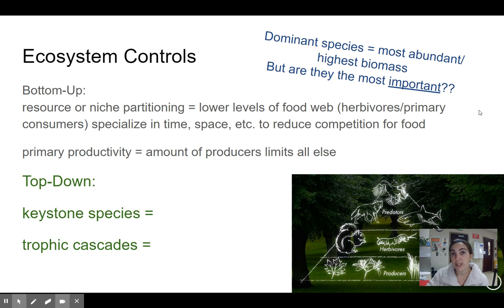Read through all of the information that's given to you and look carefully at the charts and diagrams and figures that are presented. This really gives you a good idea of the complex ways that organisms interact, both from the bottom up and the top down, because in ecosystems, both of these are happening at the same time.